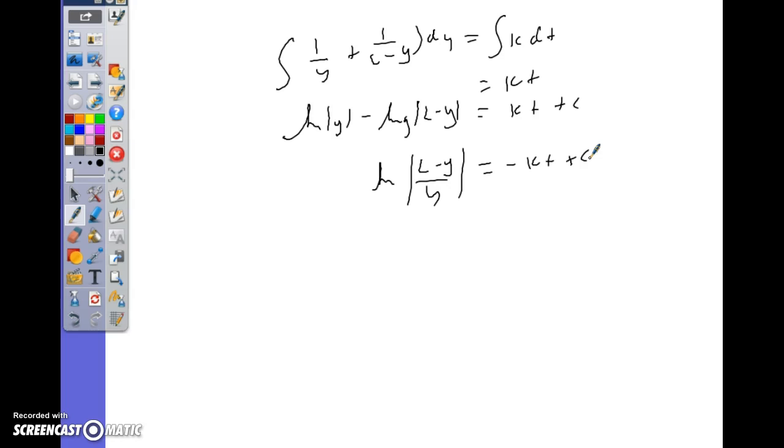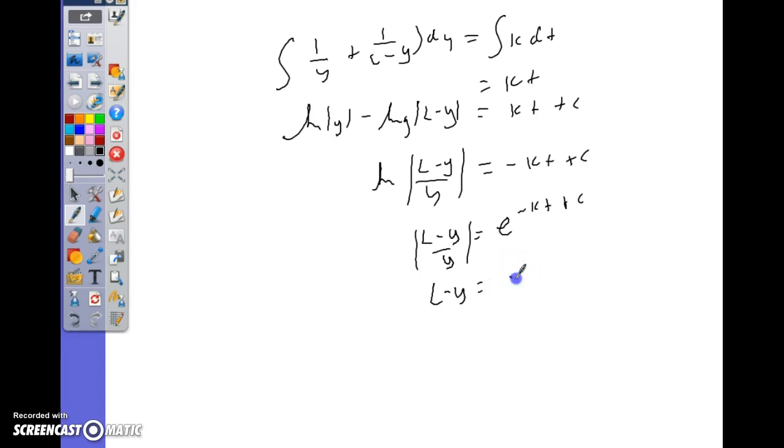Okay. And then we do the e to the thing. We do the e to the thing: e to the negative kt plus c. And then we rewrite this as the absolute value of L minus y over y. And then to finish this off, we're going to have to move the y up, move this y over. Let's do it. They didn't do that. L minus y, yes it did. They just didn't show you explicitly that's what they did.